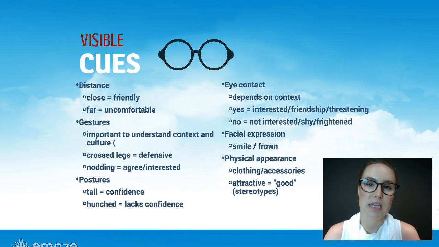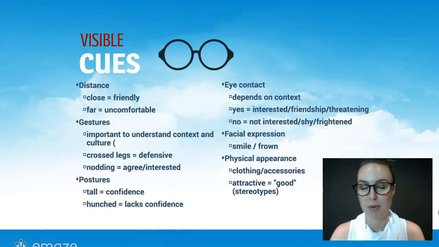So having visible cues or paralinguistic cues, and we'll go through these now. Some visible cues that can impact the impression that you make is distance. Being close to someone is friendly, you don't want to be too close, but being quite far away is a bit uncomfortable. Gestures, it's really important to understand context and culture here, and we'll talk about that in a second. Try not to cross your legs, as it comes across as a bit defensive, and it's good to nod along because it shows that you're agreeing with someone or you're interested as well. If you're trying to make a good impression, try and keep your posture nice and tall so it's confident, and avoid hunching over, because it shows that you lack confidence.